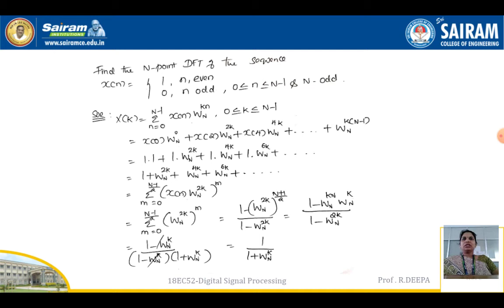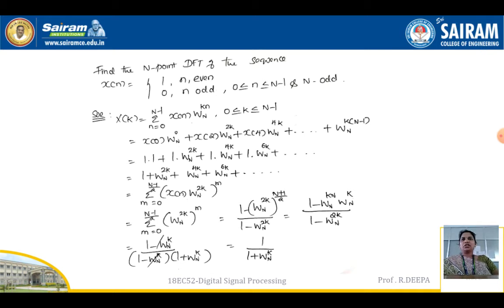What is given? x(n) is given, you have to find the N-point DFT, whereas the capital N value is not given. Generally we are going to find the DFT of the given x(n). For that, take the expression for DFT. As we know, X(k) is equal to the summation n equals 0 to N-1 of x(n) W_N power kn, where k ranges from 0 to N-1. First let us write the expression for the DFT, and later let us substitute for x(n).